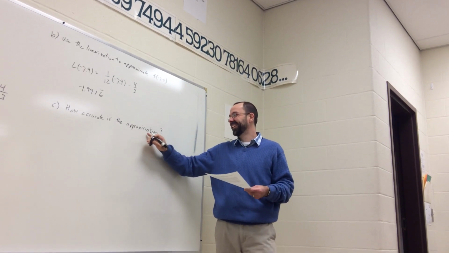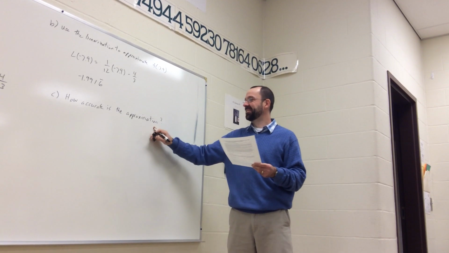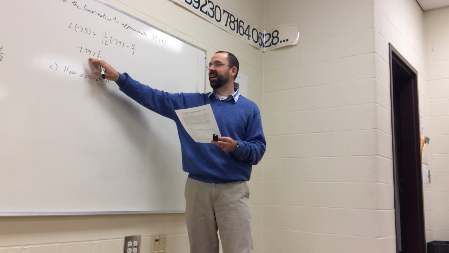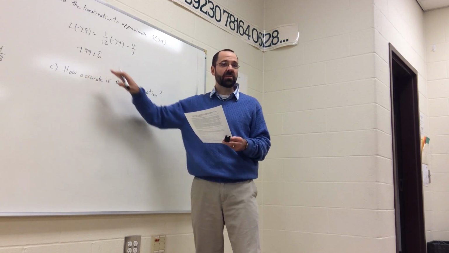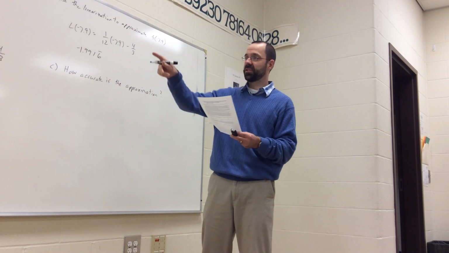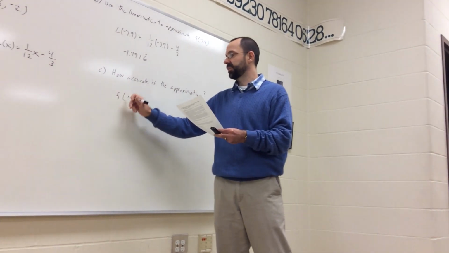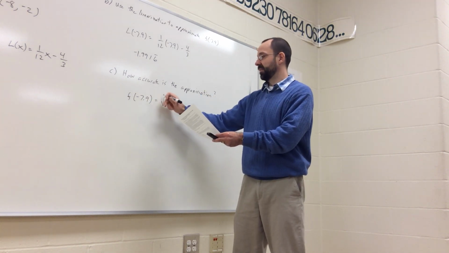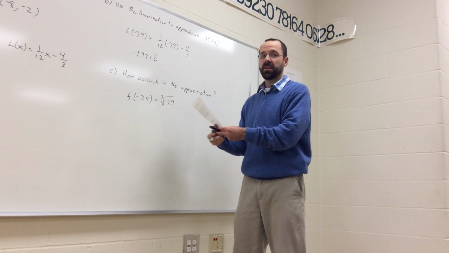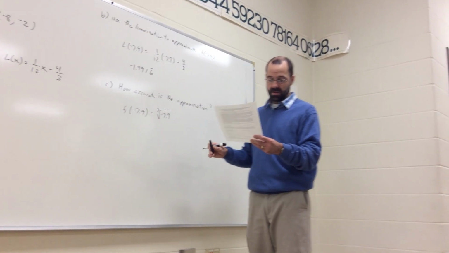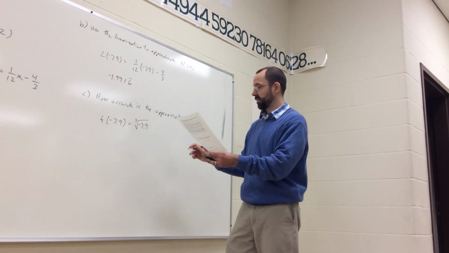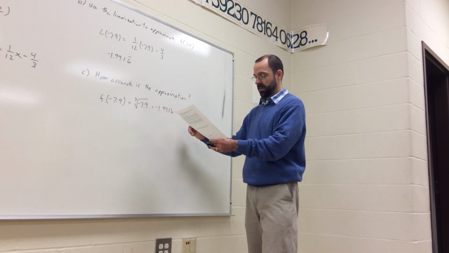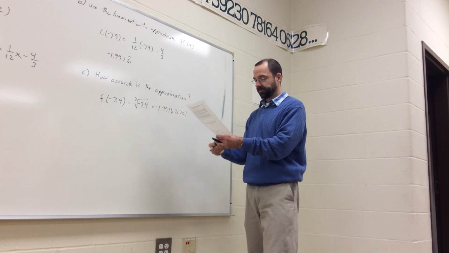All right, so the question is how accurate is the approximation? So here's our approximation that we got, negative 1.9916. And now I'm going to plug negative 7.9 into the actual function to see what the right answer is. So I'll take the cube root of negative 7.9. And I did that another year, and it's negative 1.9916 31701.